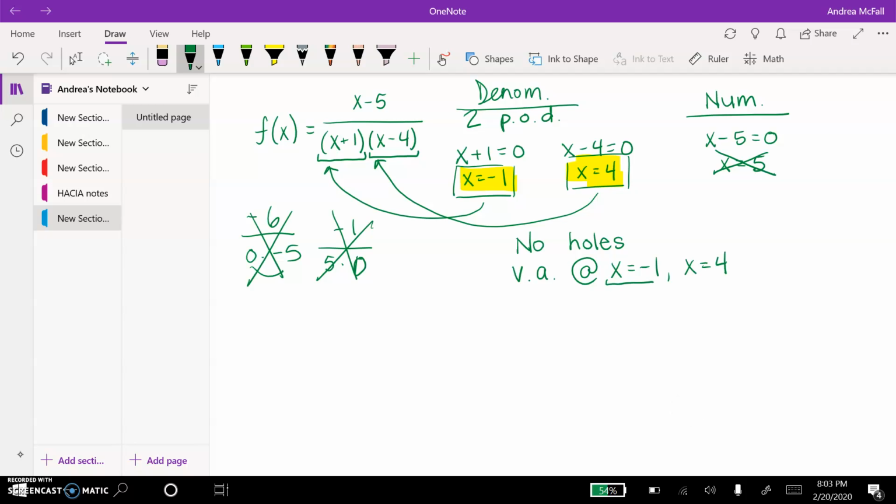Please write each of these individually. Do not just, if you just put this, I'm going to take off a point. I want to be very clear about the asymptote is at x equals -1 and x equals 4 because an asymptote is an equation of a line.